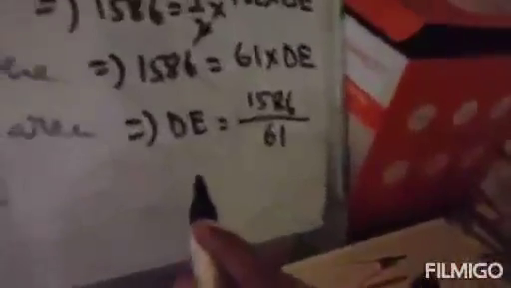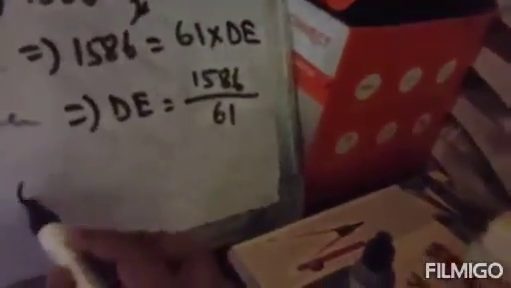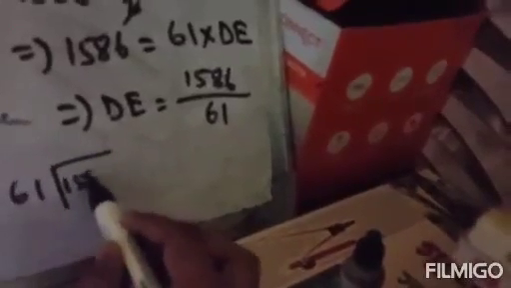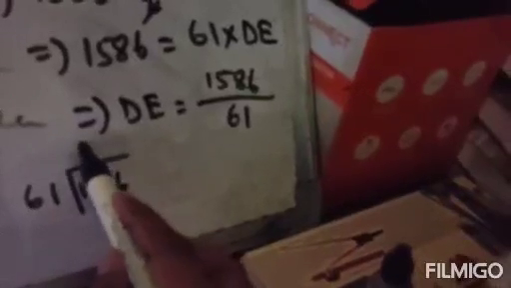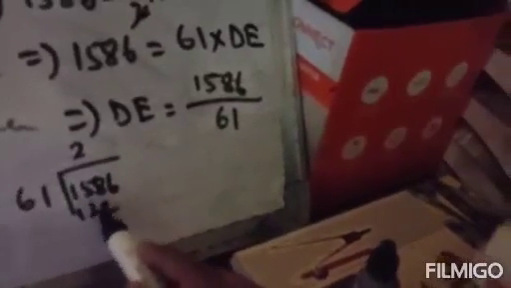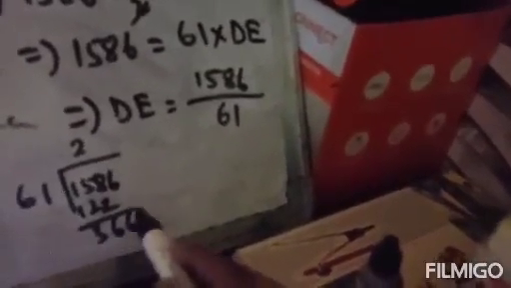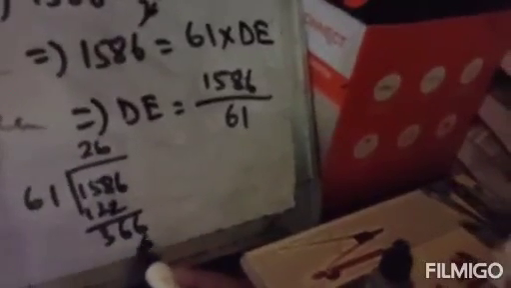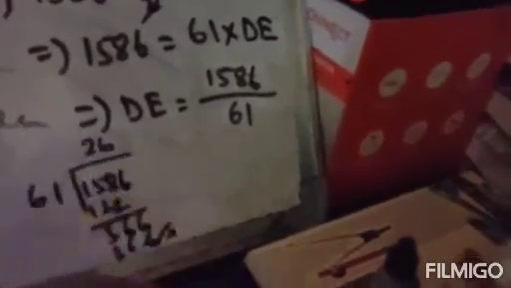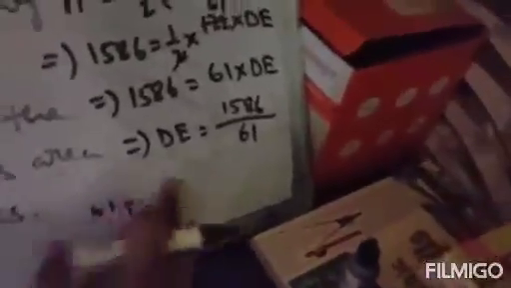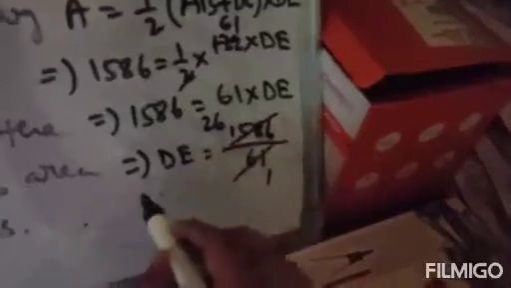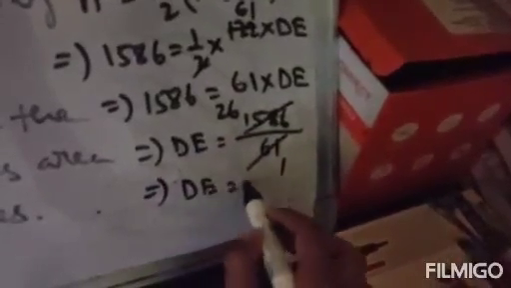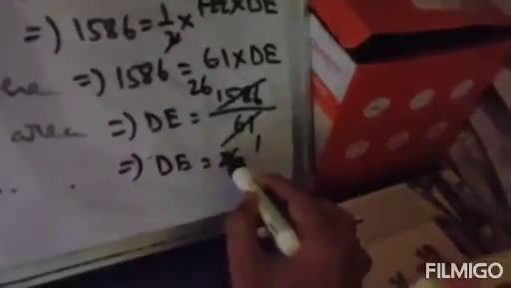Now divide 1586 by 61. So if you divide 1586 by 61 in a rough space, 2 1s are 2, 2 6s are 12, so it is 6, it is 3, it is 6. Now do it by 6, so 6 1s are 6, 6 6s are 36, so remainder is 0. That means answer is 26. So if you reduce by 61 directly, your answer will be 26. That means DE will be 26.